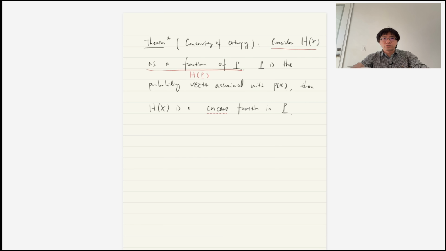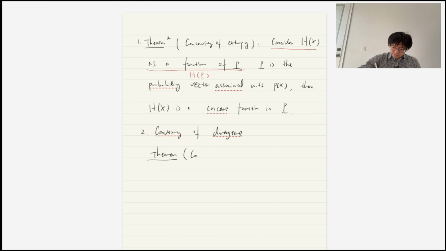What we're going to do is show a more general form of it. So this is the first theorem, and the second is this: we're going to prove this theorem and then use its result to show the concavity of entropy. This is the convexity of the relative entropy, or divergence. So, the convexity of divergence.